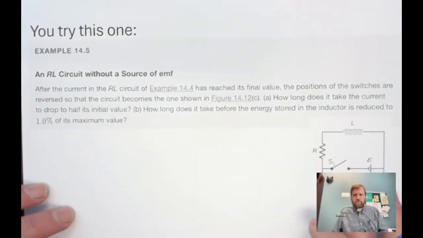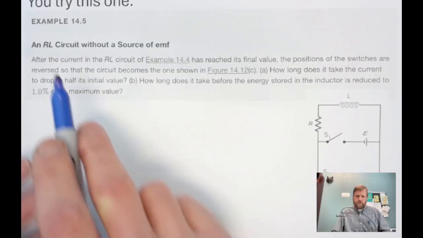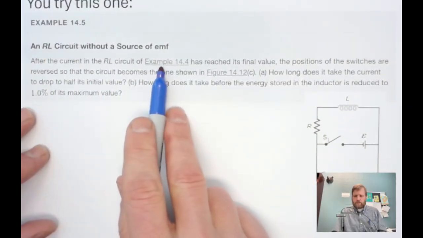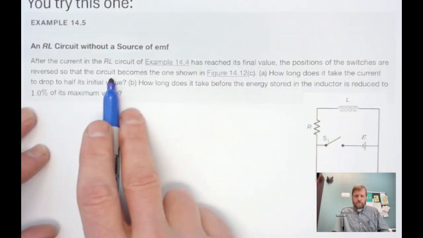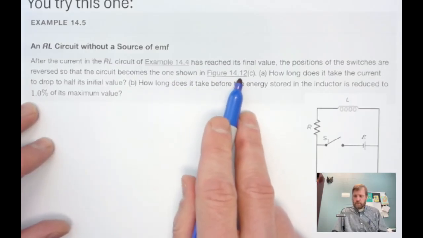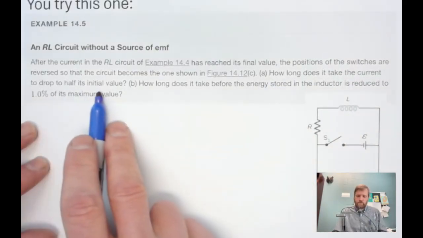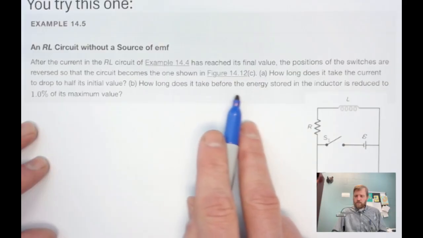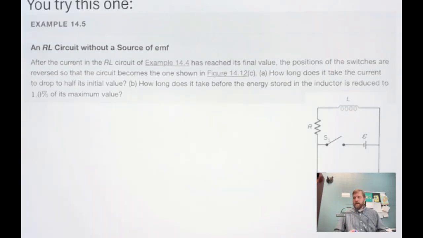All right, so you guys try this one. Hit pause and try this one. Let me just read it to you real quick. After the current in the RL circuit of example 14.4 has reached its final value, the positions of the switches are reversed so that the circuit becomes the one shown in 14.12. So that's this right here. Switch 2 is closed, switch 1 is opened. How long does it take the current to drop to half of its initial value? How long does it take before the energy stored in the inductor is reduced to 1% of its maximum value? All right, you guys hit pause and come back in just a minute.